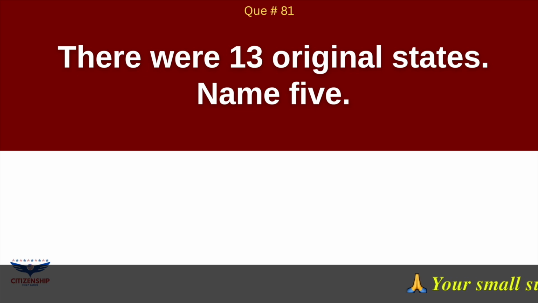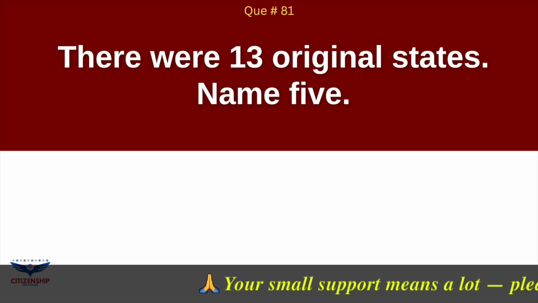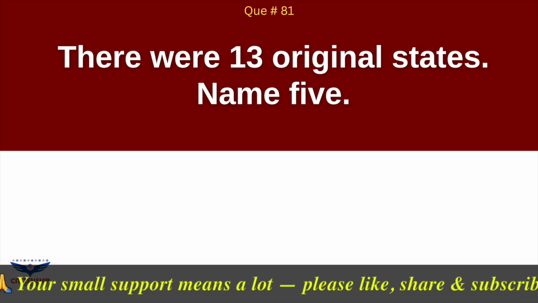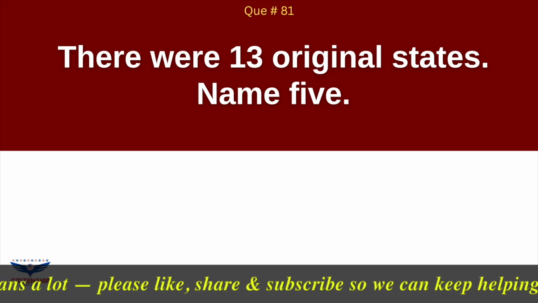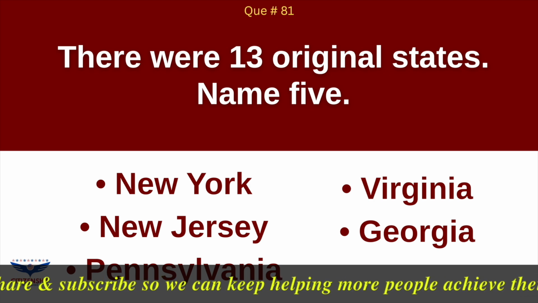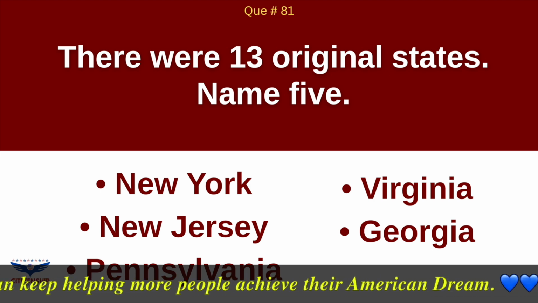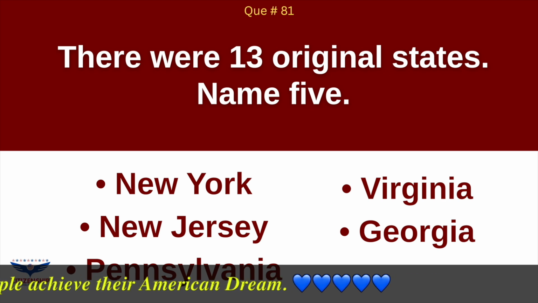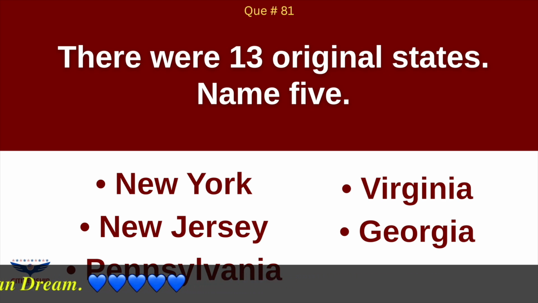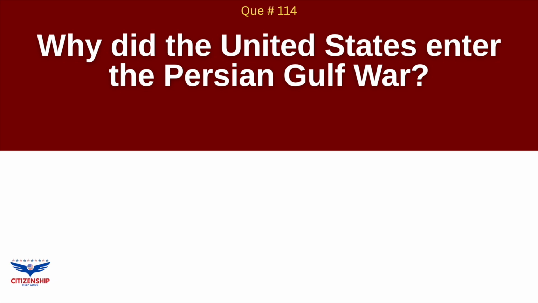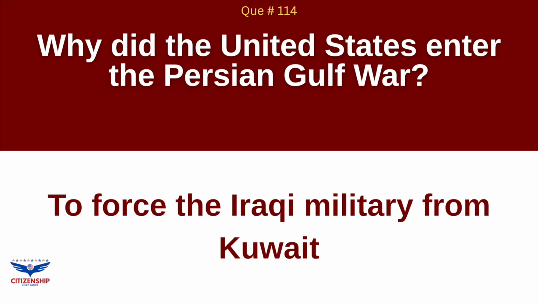There were 13 original states. Name 5. New York. New Jersey. Pennsylvania. Virginia. Georgia. Why did the United States enter the Persian Gulf War? To force the Iraqi military from Kuwait.